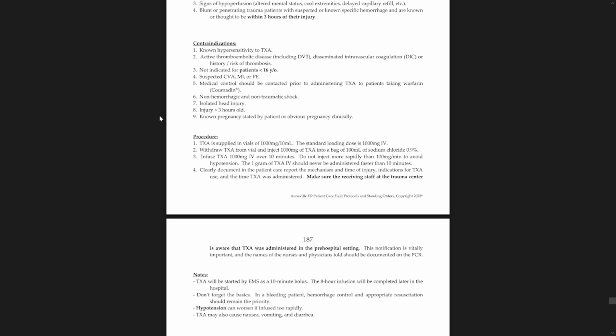Withdraw it and administer it into a 100 cc bag. Infuse it over 10 minutes. Do not inject more rapidly than 100 milligrams per minute to avoid hypotension. The 1 gram of TXA IV should never be administered faster than 10 minutes.